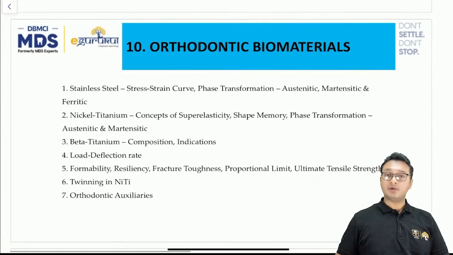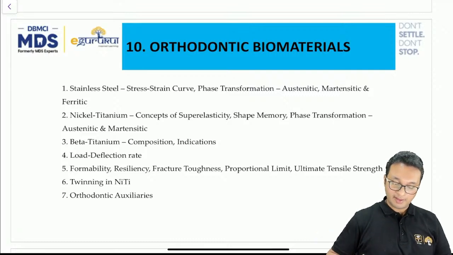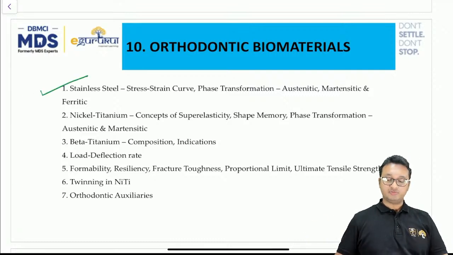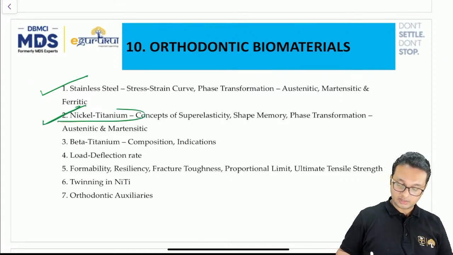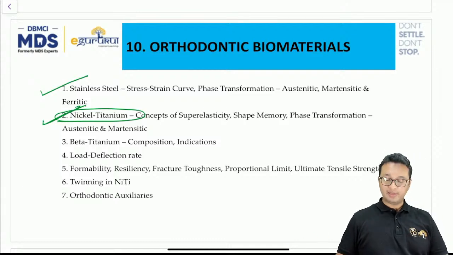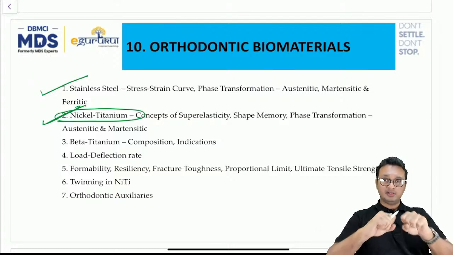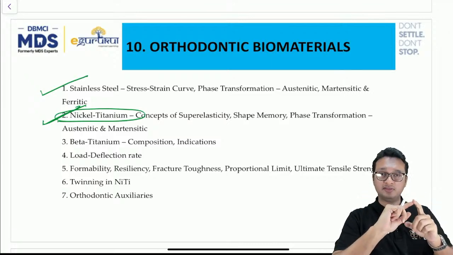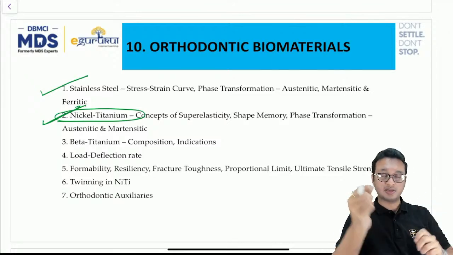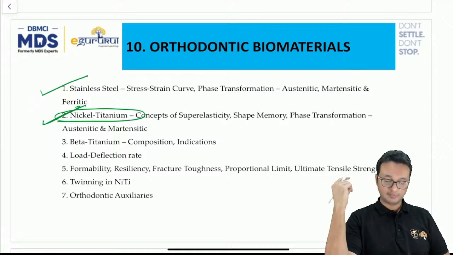Next is orthodontic biomaterials. Again, an important topic. You will be asked questions on stainless steel, stress strain curve, phase transformation, austenitic, martensitic, ferritic. Nickel titanium is an important topic: concepts of superelasticity, shape memory, and phase transformation between austenitic and martensitic, which is dependent on the temperature as well as on the deformation, compressive and shear stresses.